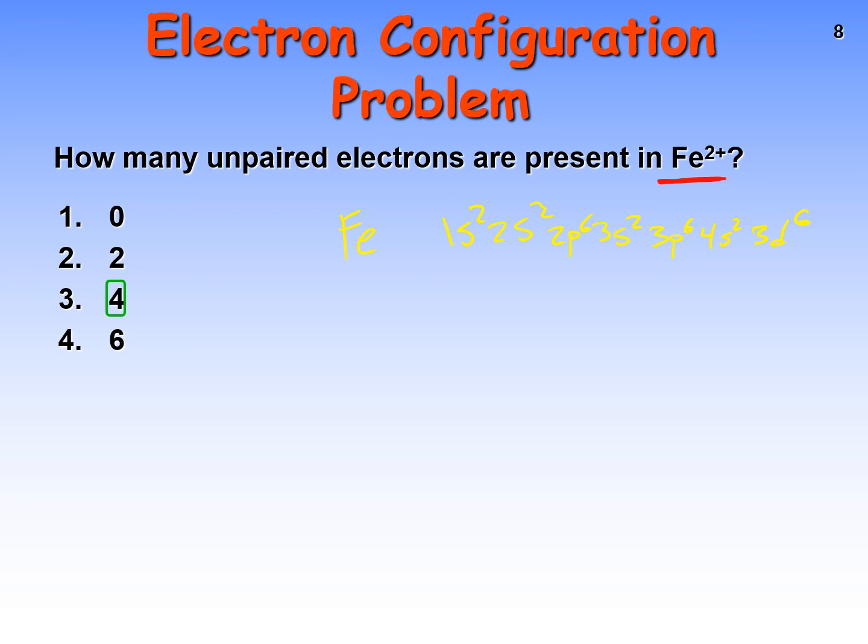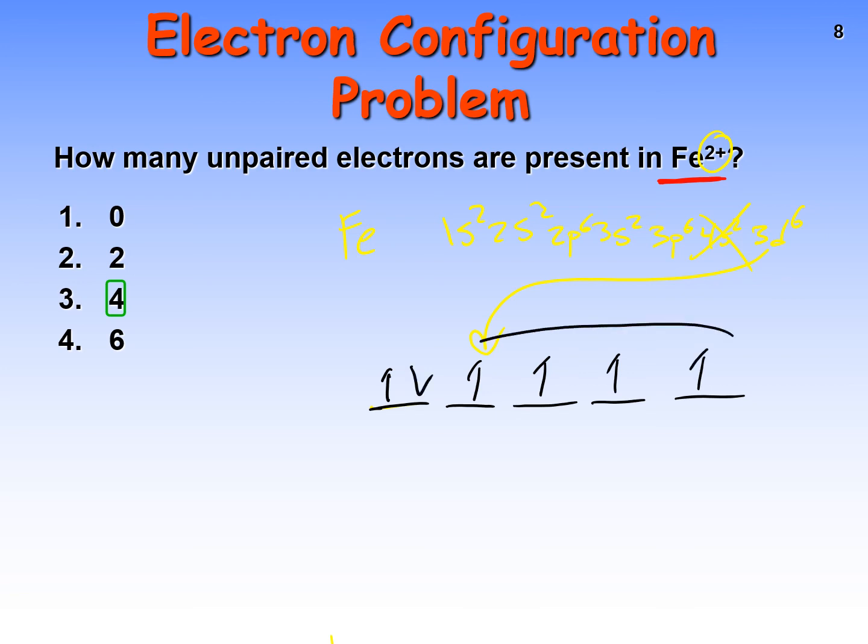And so if we have a 2+ oxidation state, Fe2+ loses these 2. If we look at this 3d orbital, 1, 2, 3, 4, 5 orbitals, and 1, 2, 3, 4, 5, 6 electrons in that orbital. Well, here are our 4 unpaired electrons.